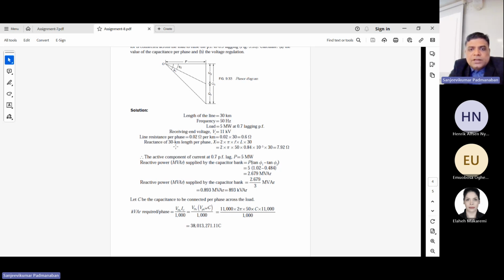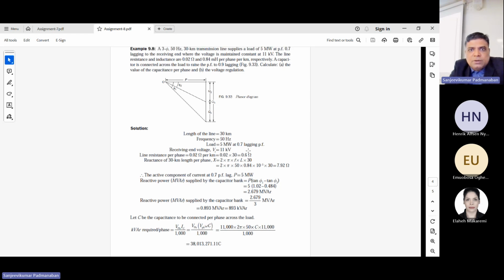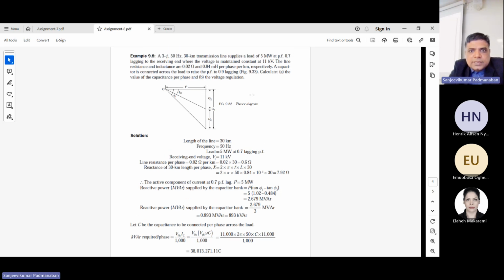Then I'm going to calculate the reactance, which is also for 30 kilometer. How to calculate reactance for 30 kilometer? X is equal to 2 pi FL into 30. Here 2 pi F, F is 50. L is given in the problem, which is 0.84 into 10 power minus 3. You can see the problem: they have given the inductance, 0.84 millihenry per phase. So 0.84 millihenry into 30 kilometer, you will get the reactance is 7.92 ohms. Please calculate this one and verify.